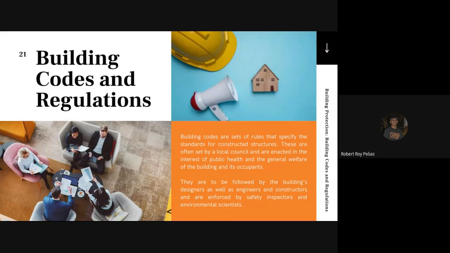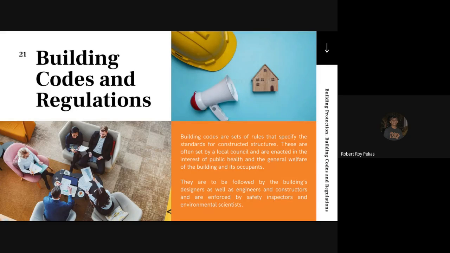So lastly, building codes and regulations. Building codes are a set of rules that give standards for structures or buildings that will protect the public health and general welfare of the building and its occupants. So one example of building codes and regulations is the International Building Code. You may be wondering, what's the International Building Code?